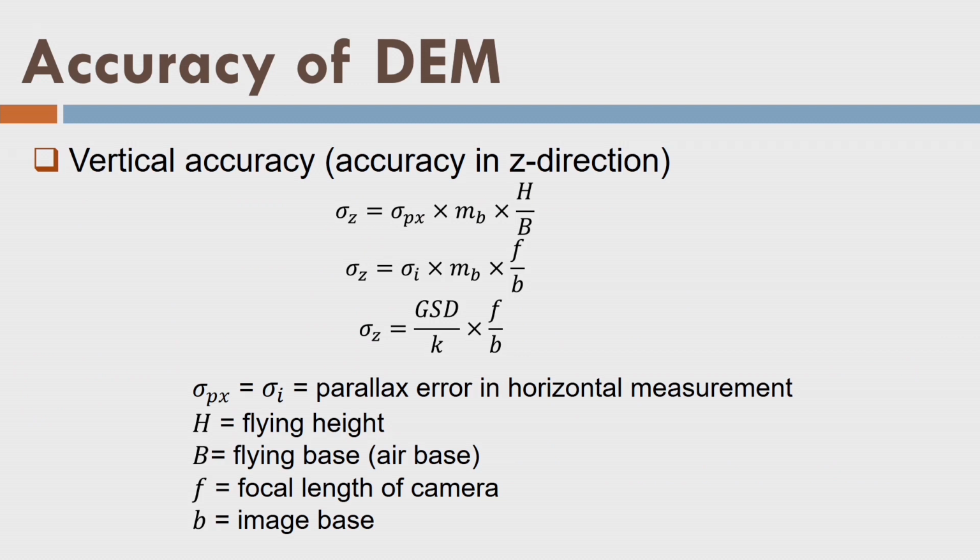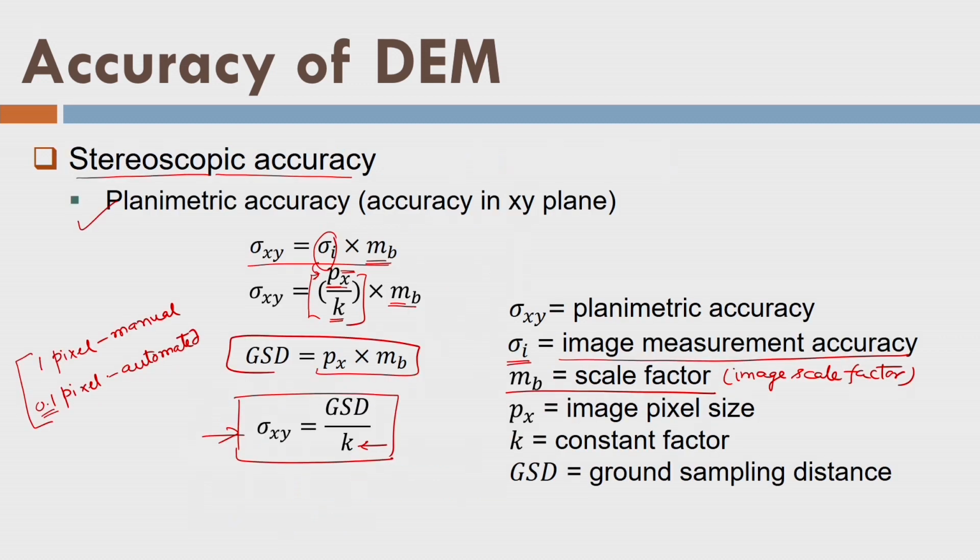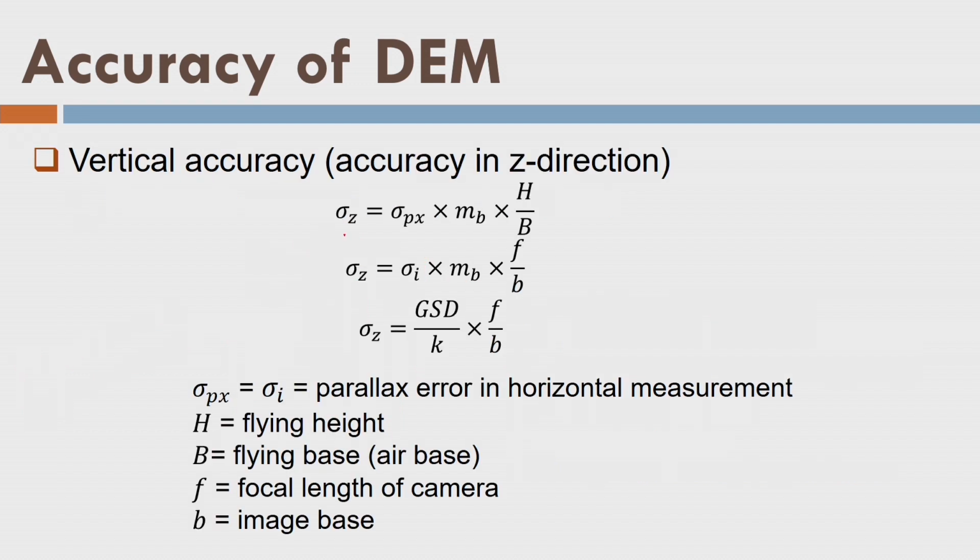Now, what is vertical accuracy? Planimetric measurement or point picking is a major factor that contributes to the error. So this is the expression for the vertical accuracy, where sigma px is the error due to the parallax, which I already evaluated here, and MB is again the scale factor. Further, if you see, the vertical accuracy is multiplied by this factor h by b, where b by h is the base to flying height ratio, more popularly called the base to height ratio. Remember, this is my flying base or air base.